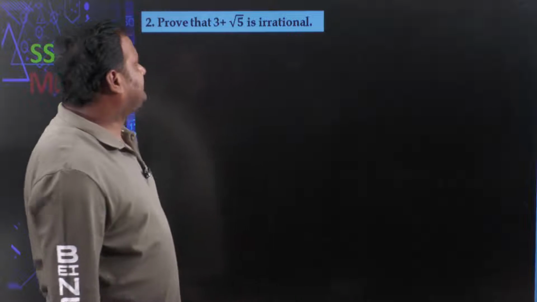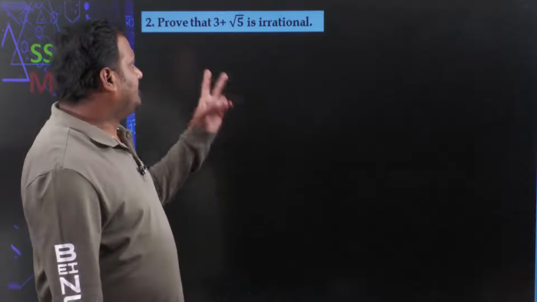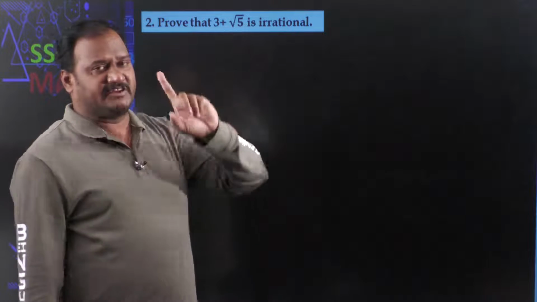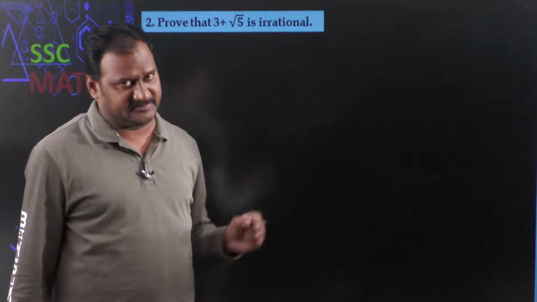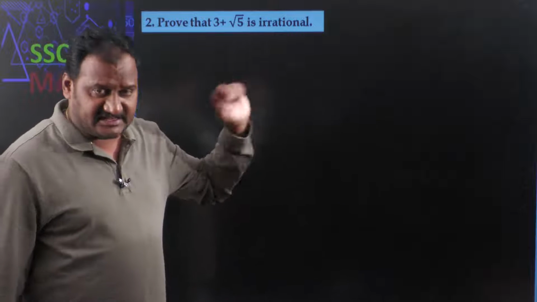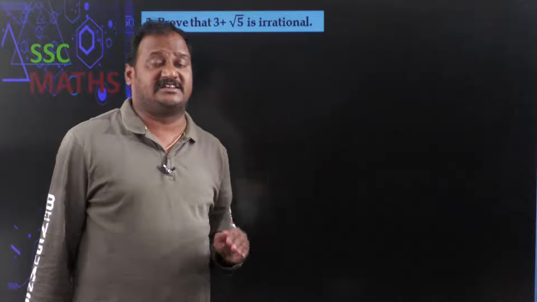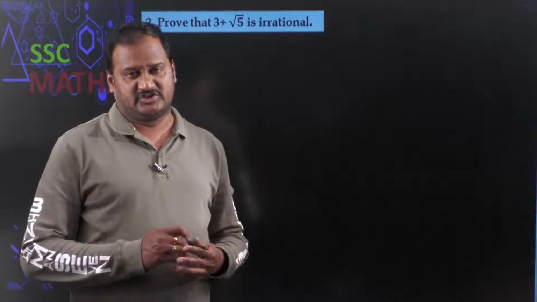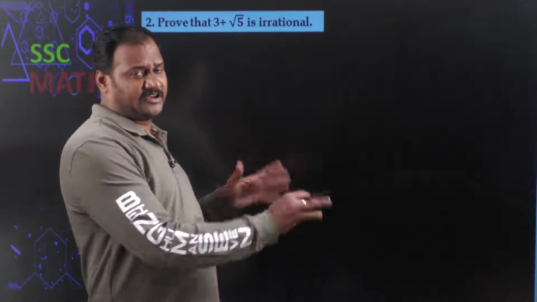Here it is: prove that 3 plus root 5 is an irrational number. We can answer this problem in two ways. First, you prove that root 5 is an irrational number by the indirect method of proof that we already discussed in the previous problem. After proving that root 5 is irrational, since 3 is a rational number and root 5 is an irrational number, the sum of a rational and an irrational number becomes an irrational number. Therefore 3 plus root 5 is an irrational number. So after proving root 5 irrational, with 3 more steps we can conclude this problem.